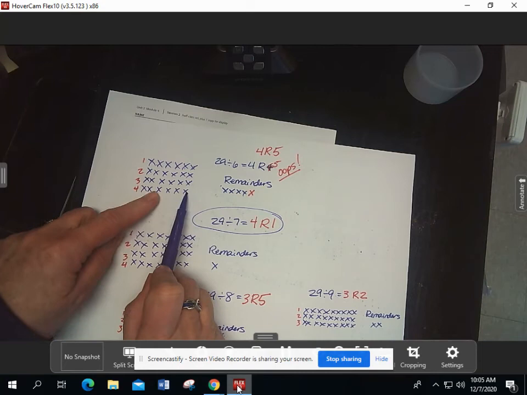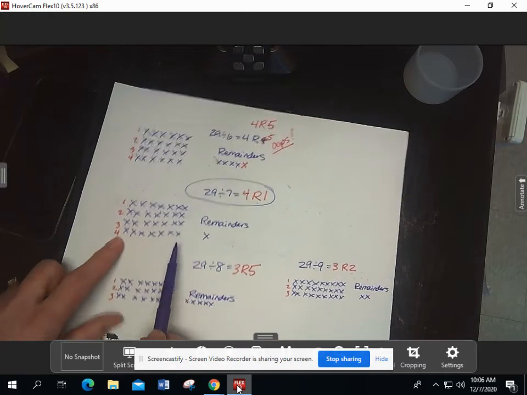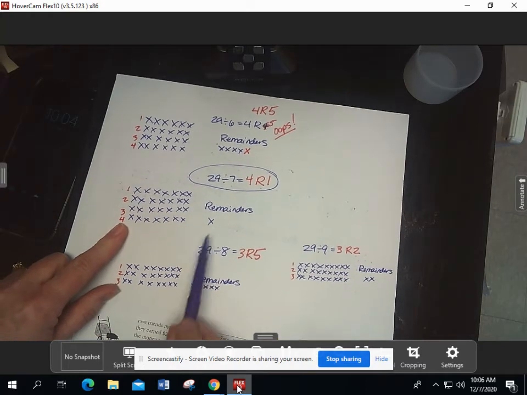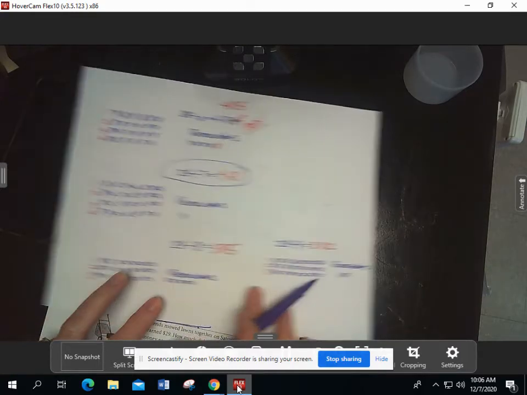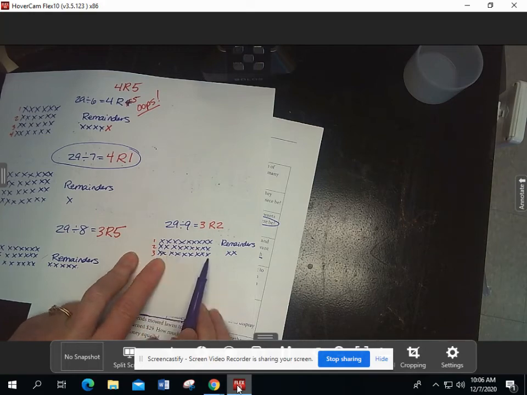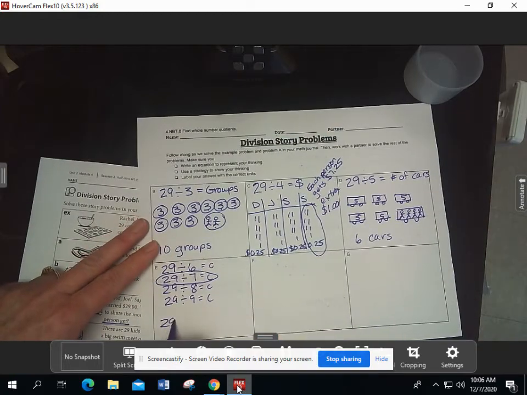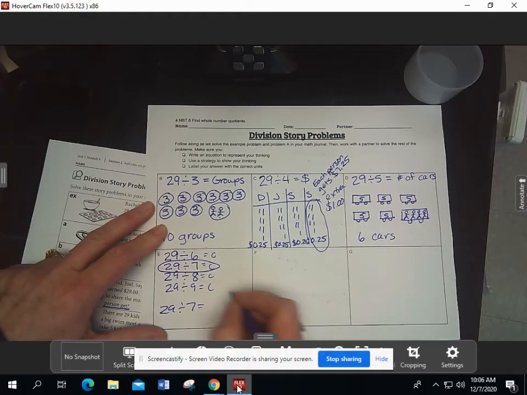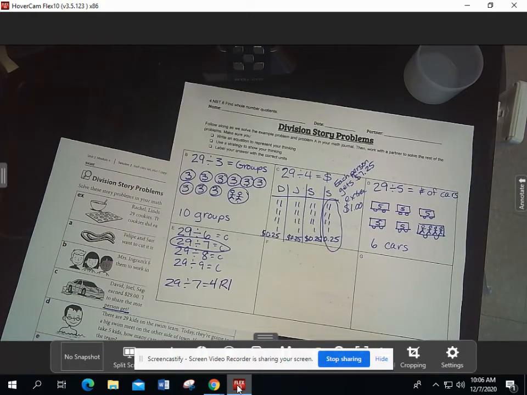Otherwise, look, here we can display 24 and we have 5 of them that he doesn't get to put up. Here we can display 28 and we have 1 that he can't put up. Here we can display 24 and 5 that we can't put up again. Here we have 27 and there's 2 that we can't put up. So this is the one we would want to take. So we would do 29 divided by 7 equals 4 with a remainder of 1. So this is one of them with the remainder that we just don't use it.